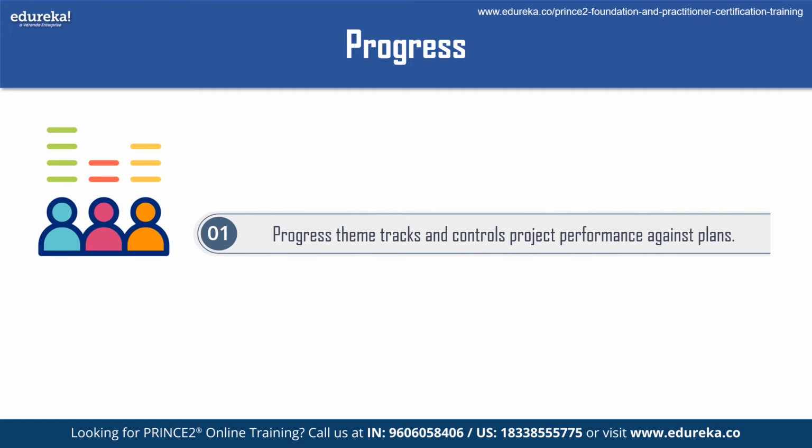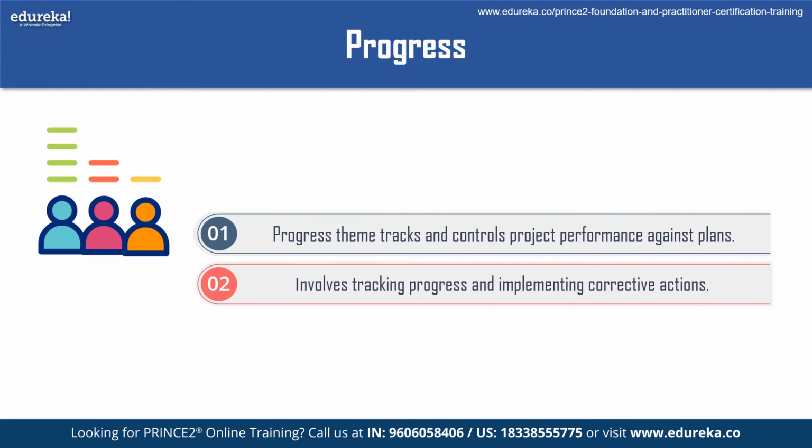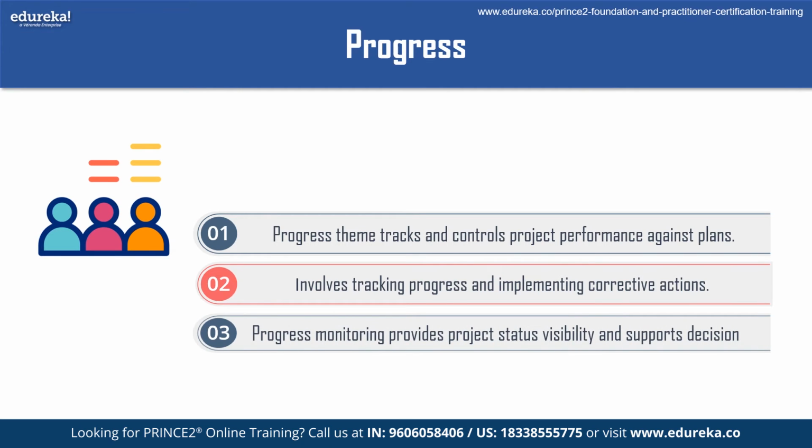The progress theme focuses on tracking and controlling the project's performance against the baseline plan. It entails tracking progress, assessing deviations from the plan, identifying issues and errors. Progress monitoring provides visibility into the project status, helping in resource and risk management, and allowing for timely decision making to keep the project on track.